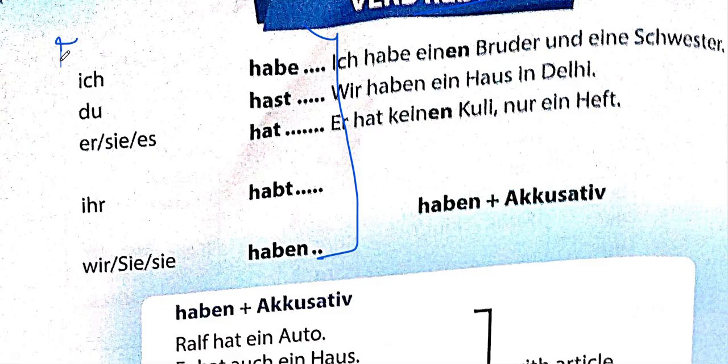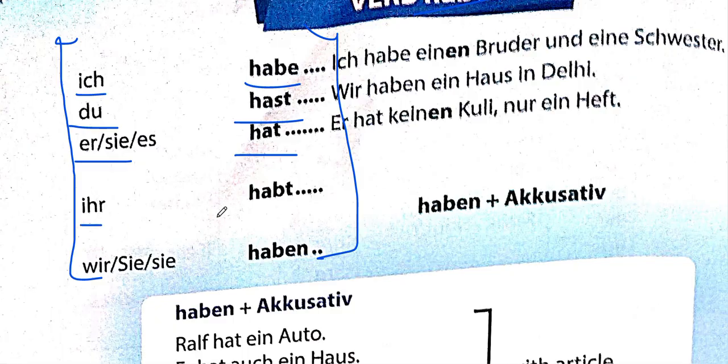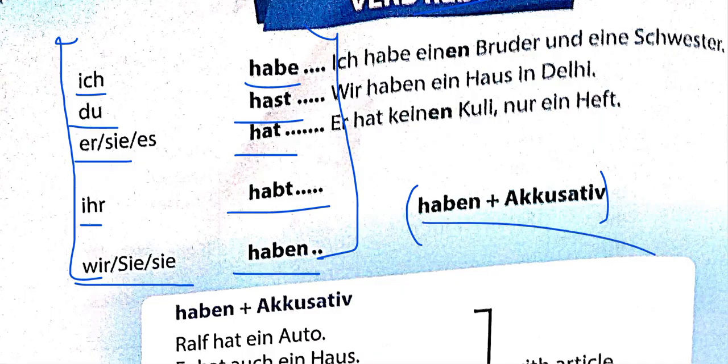We have already learned the table of sein. So ich habe, du hast, er/sie/es hat, ihr habt, wir/sie/Sie haben. So one thing I told you in the second part was that haben plus accusative. Haben is always used with accusative because it'll always contain one subject and another kind of thing.